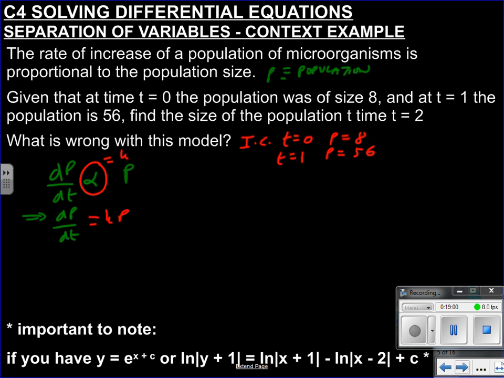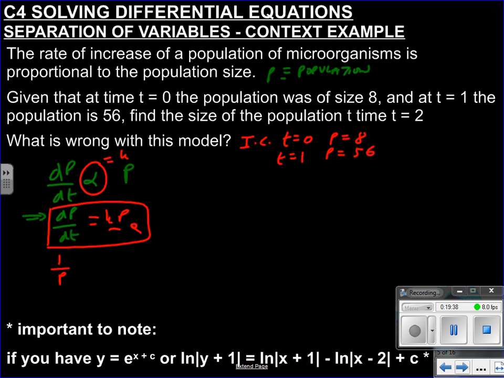So I'm expecting a plus c, and I've already got a k here. Do you see? Find the size of the population at time t equals 2. And then the second part, B, says what's wrong with this model. So let's first go from here. We need to solve this, don't we? So is this in the form of a function of P and a function of t? Yes. The function of P is right there, and the function of t is our constant, and we're just going to leave constants where they are.